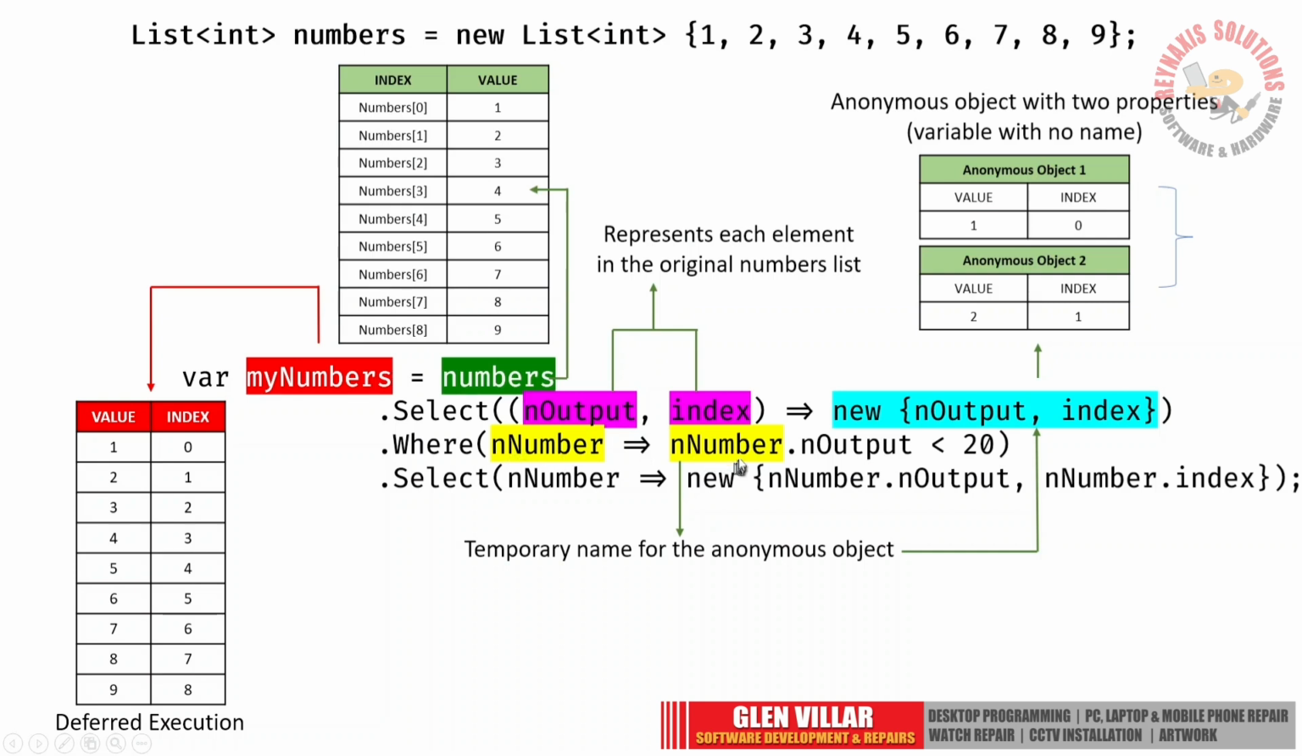The n-number in the where clause, which is highlighted by a yellow color, is a temporary name for all the anonymous objects created by the select clause.